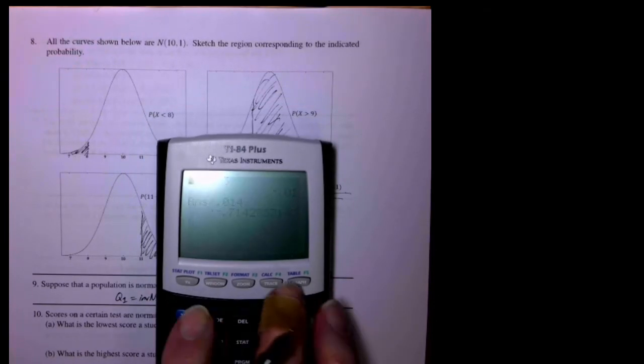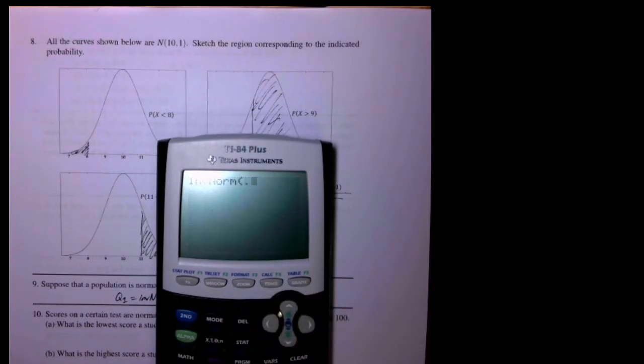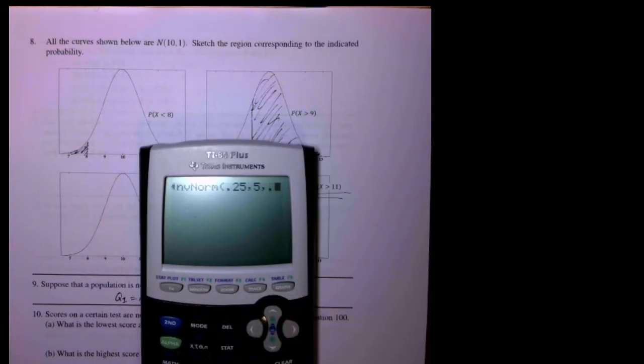Okay, suppose that a population is normally distributed with mean 5 and standard deviation 0.9. What's the first quartile? Right? The first quartile is just inv norm of 0.25, because the first quartile is the 25th percentile, right? And then the mean, and then the standard deviation. So this is inv norm 0.25, comma 5, comma 0.9. About 4.39.